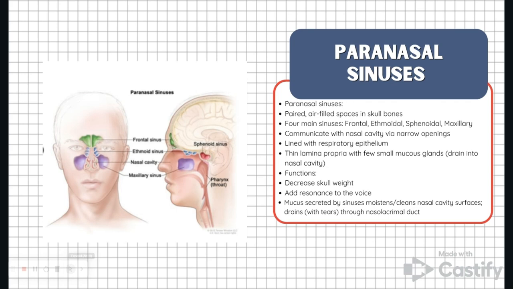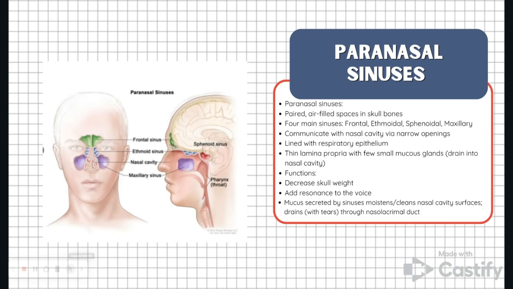Okay, they add resonance to the voice, so you have an amplification, so you can kind of hear yourself in a way. Okay, they have mucus. They have some mucus secreted, not too much. They have some mucus secreted that moistens the area, and it cleans the nasal cavity surfaces, and it drains. So the mucus in here drains with tears through the nasolacrimal duct. Okay, and that was mentioned a lot in lab.